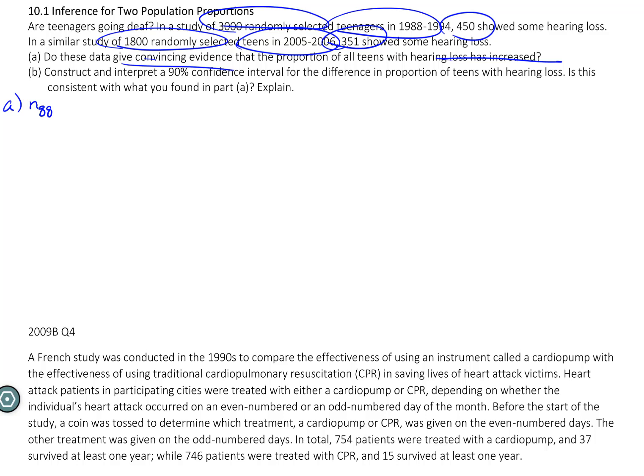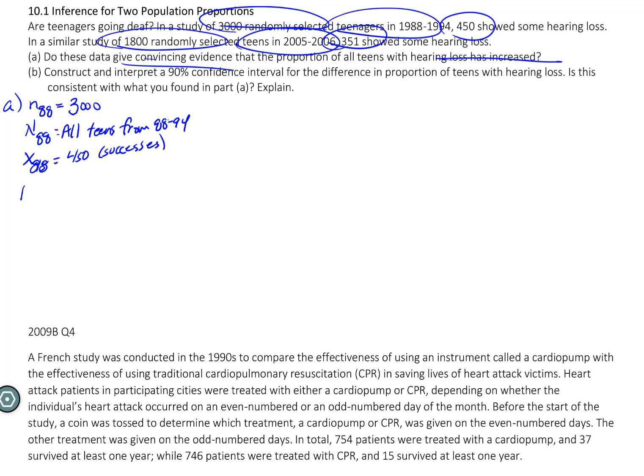n sub 88, that's going to be my sample size from the years 1988 to 1994, and that was a total of 3,000 people. And then that makes me think about, well, how many people are in that population? Well, it's all teens from 88 to 94, so we know that's going to be a big number, right? So we know that's going to be true. And then we are going to say, well, what's this 450 number? Well, that's the number of teens that had some hearing loss. So that's going to be our number of successes, right? So x sub 88 is 450, and that's our successes.